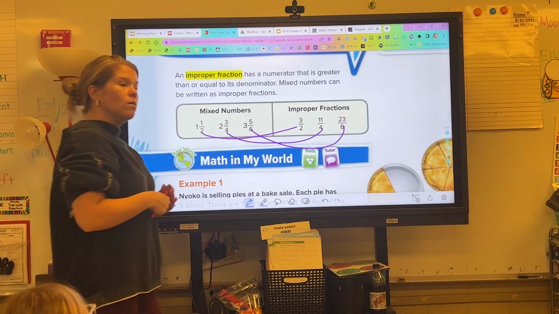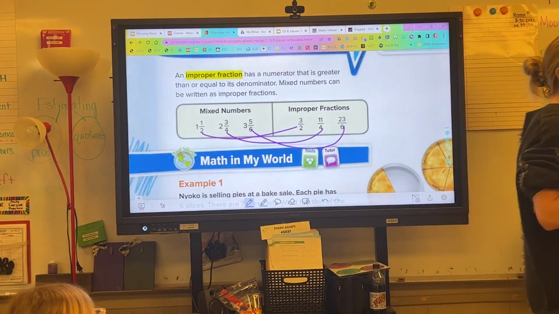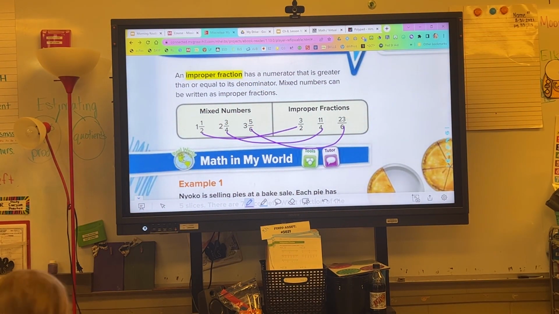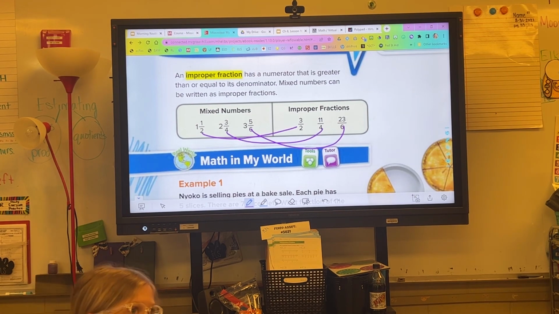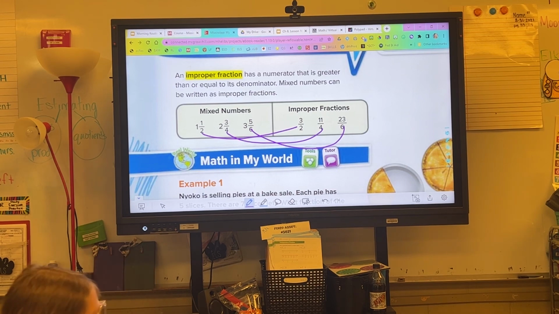Very good. Mixed numbers have a whole. Do my improper fractions have a whole number? No. Everybody better answer. Do they? No, they do not. If you're writing an improper fraction, you don't need a whole number. I only need a whole number when I write what? Mixed numbers. Everybody tell me that.